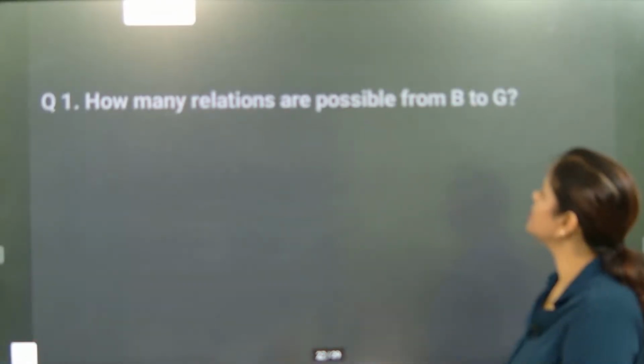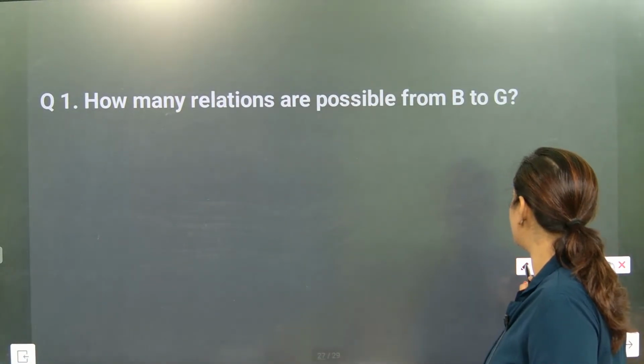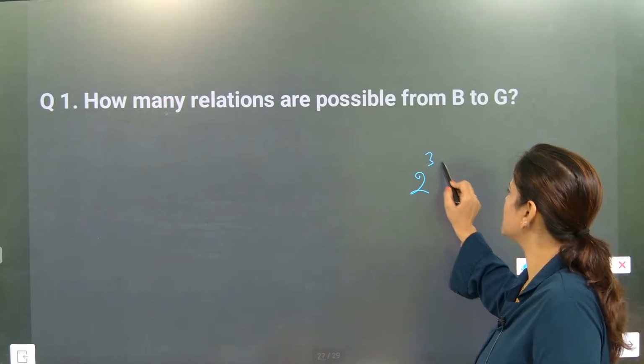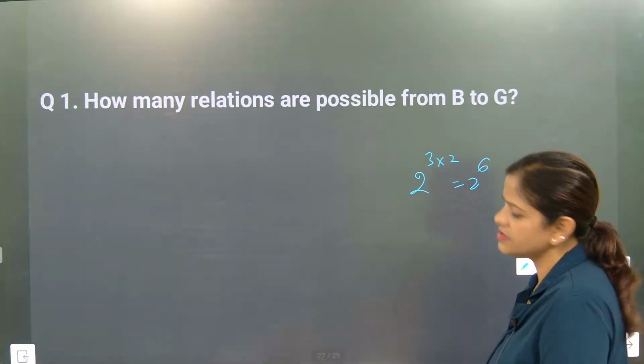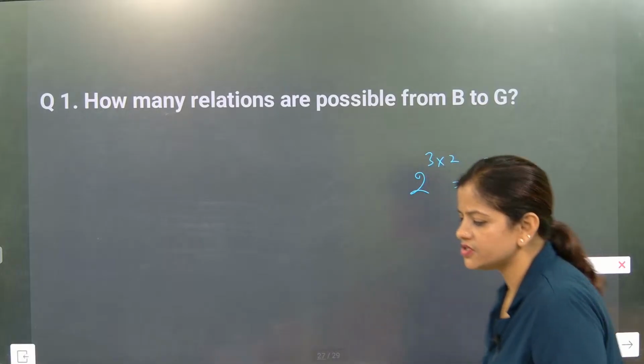Okay, how many relations are possible from B to G? So what is the formula for the number of relations? With three boys and two girls, it will become 2 to the power 6. So 2 to the power 6 relations are possible.